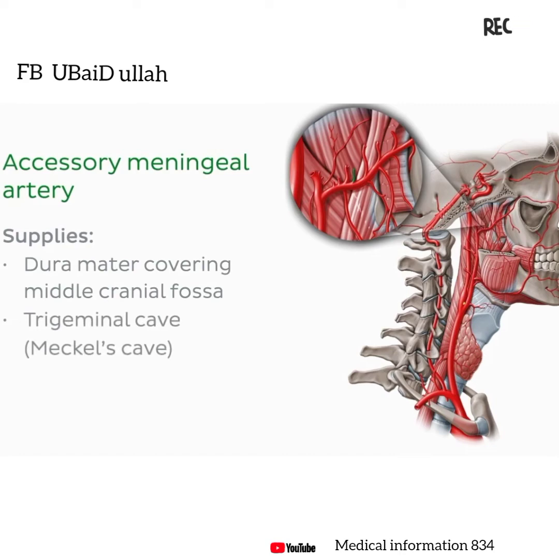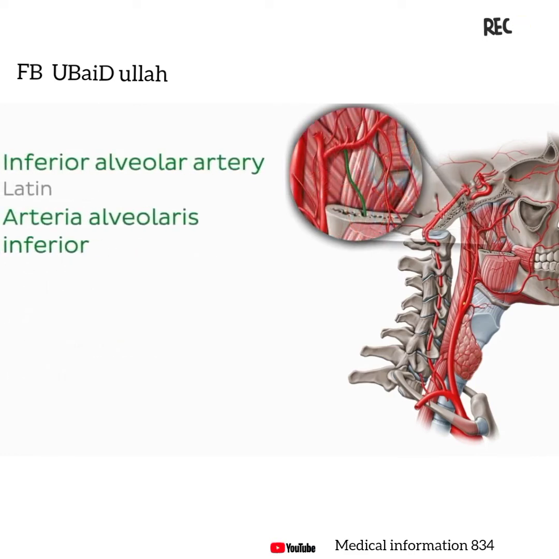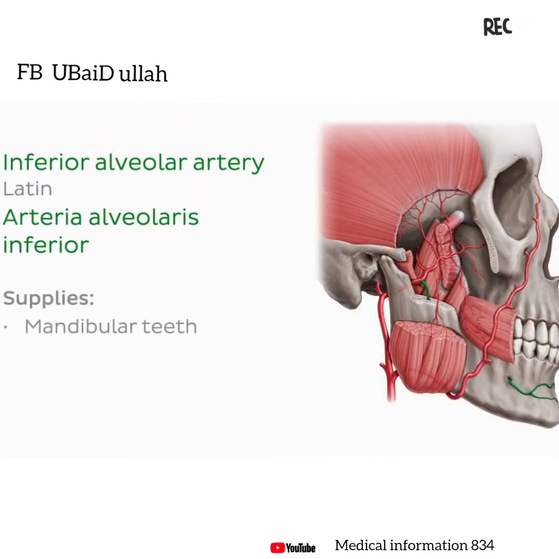The accessory meningeal artery is also the primary source of blood supply to the trigeminal ganglion. The inferior alveolar artery also arises from the mandibular part of the maxillary artery. It courses anteriorly and inferiorly towards the mandibular foramen, through which it passes along with the inferior alveolar nerve. It travels anteriorly to supply the mandibular teeth or lower dentition, as well as the body of the mandible.